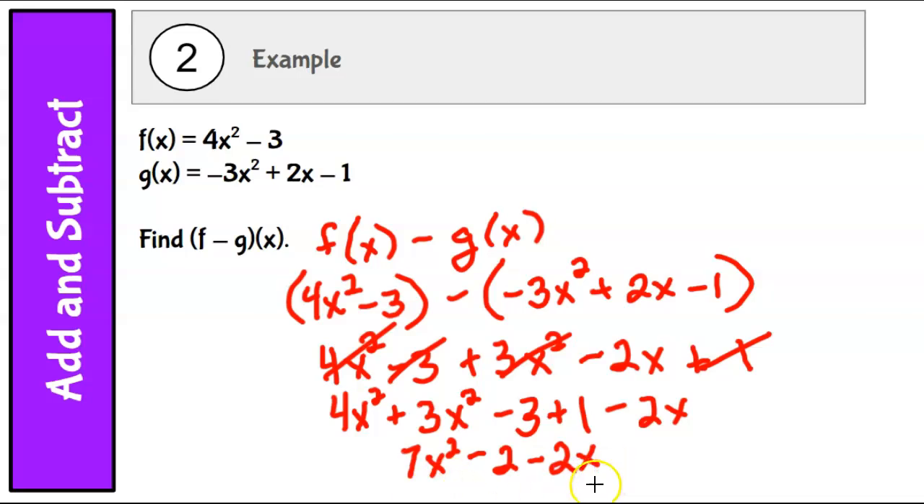It goes at the end, and I didn't put this in standard form. A lot of times we like to put it in descending order of exponents, so it goes 7x squared minus 2x minus 2, or this. It doesn't matter what order you put it in. We have found the answer, and that's it. That's all you do. Hopefully now you have a better understanding of how to add and subtract functions.